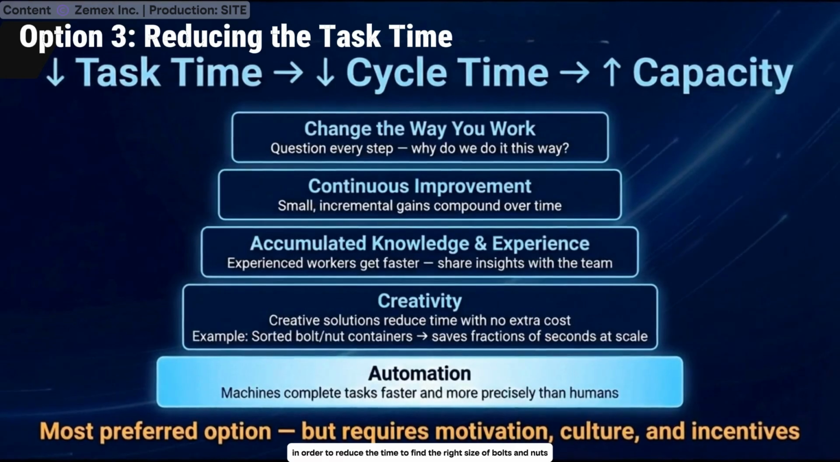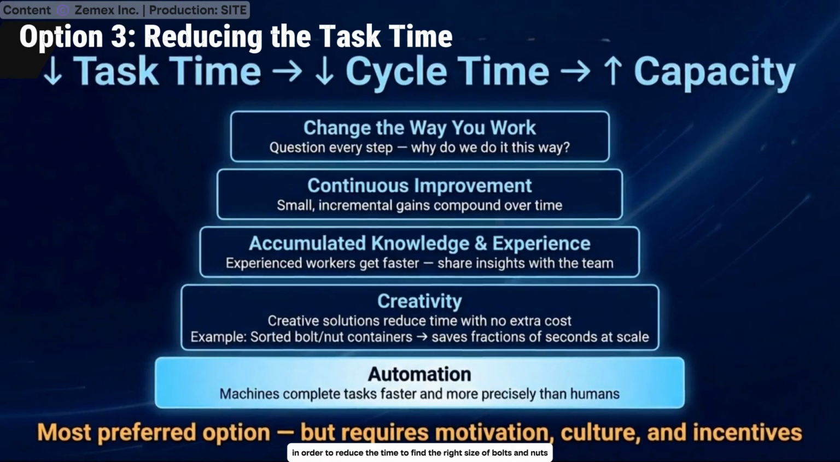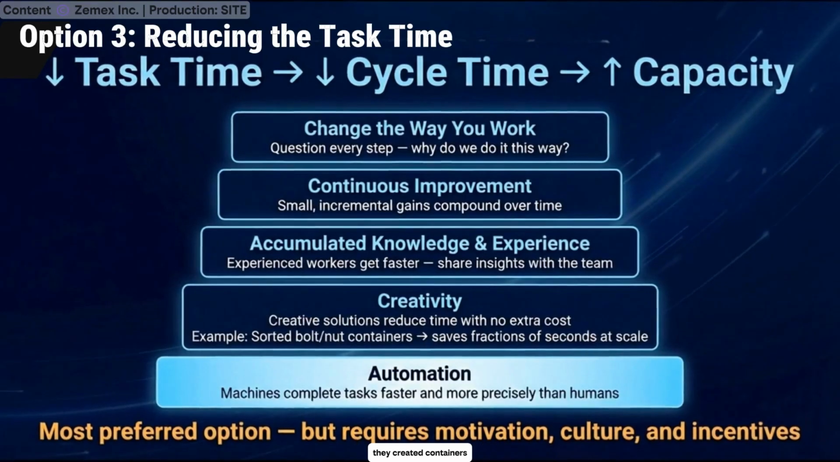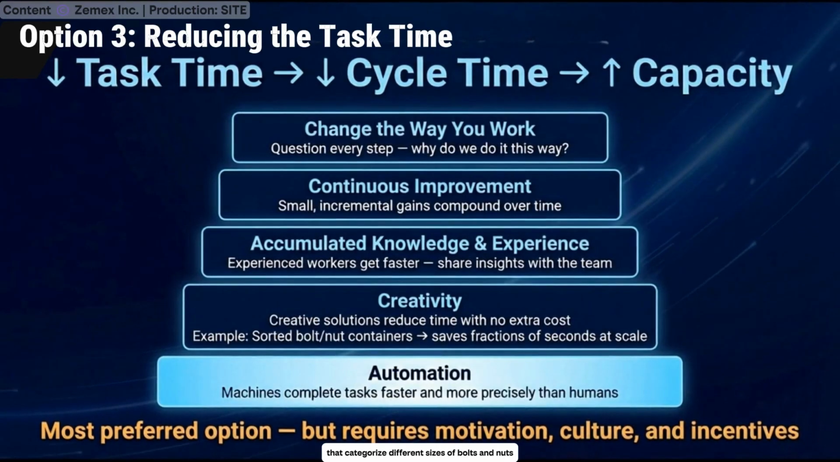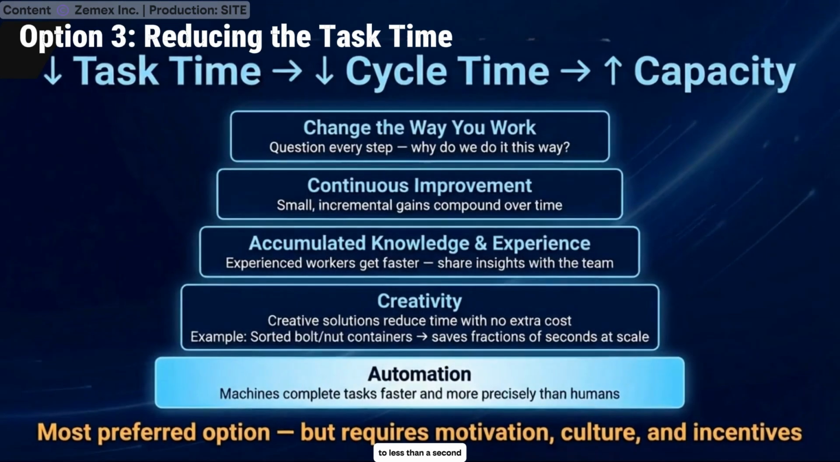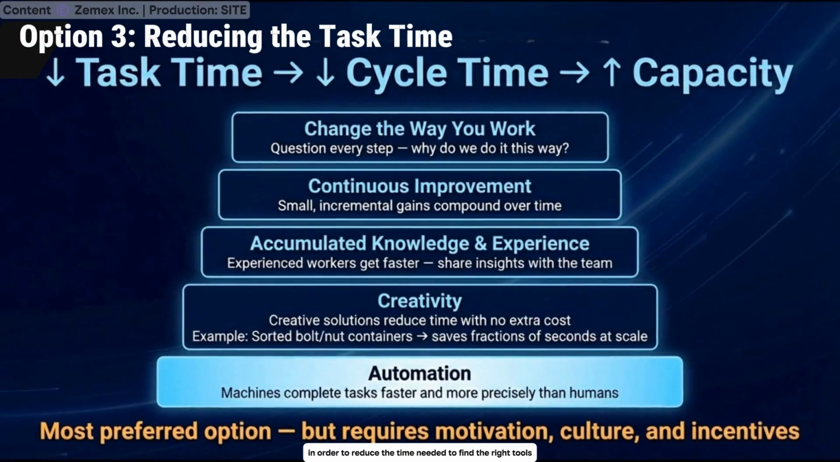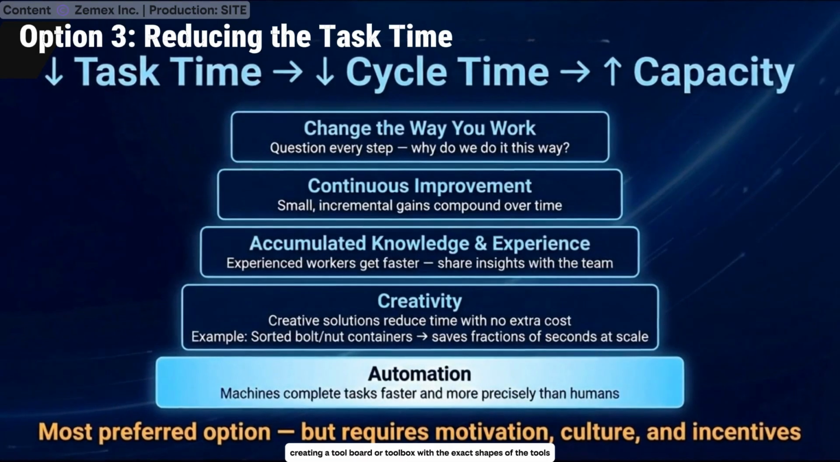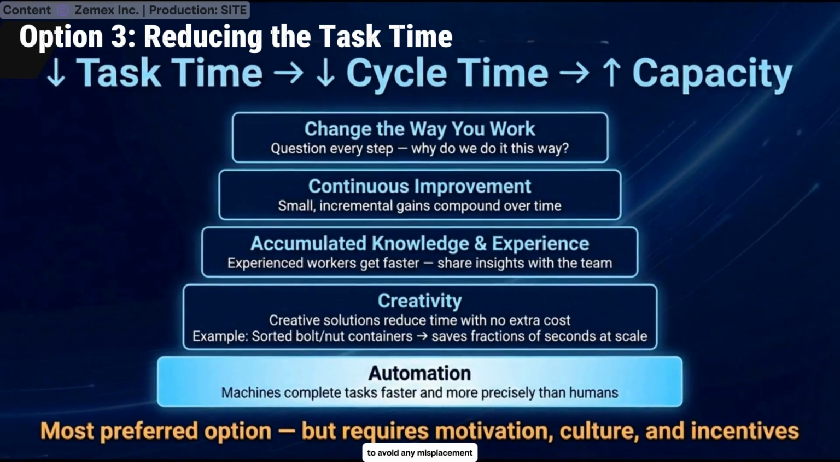For example, in order to reduce the time to find the right size of bolts and nuts, they created containers that categorized different sizes of bolts and nuts so that they can reduce the time needed to find the right size to less than a second. In order to reduce the time needed to find the right tools, they organize the tools in the same way and location systematically, finally creating a toolboard or toolbox with the exact shapes of the tools to avoid any misplacement. And it goes on and on.